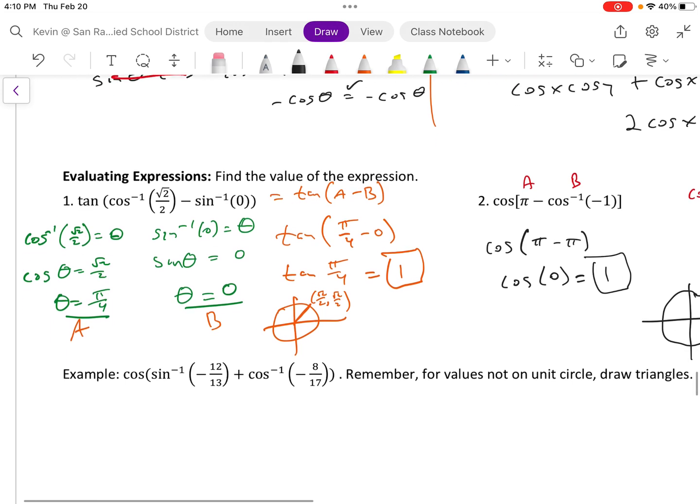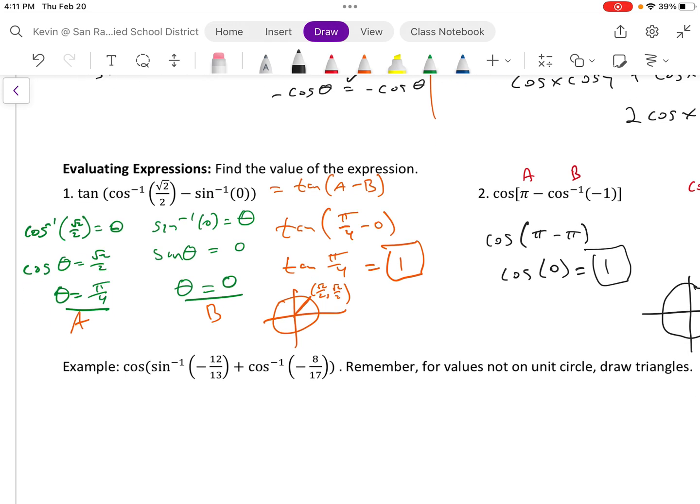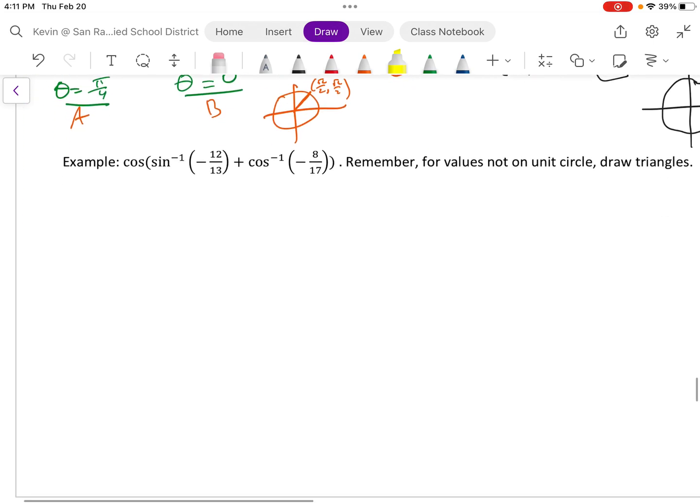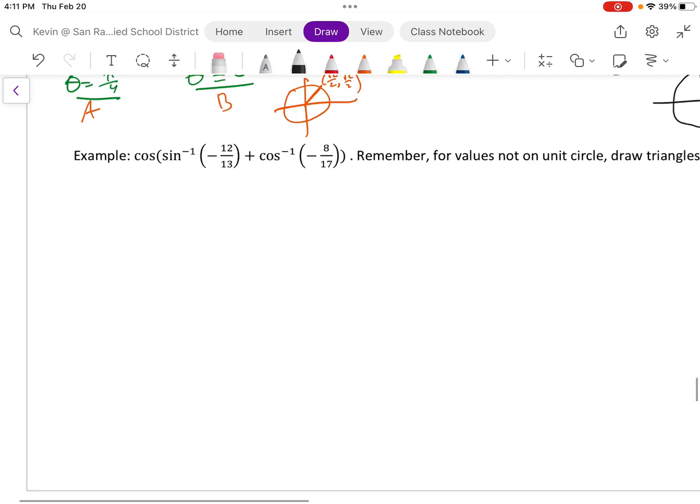Triangles, okay? Before, up here, we were dealing with angles that were on the unit circle. This is all unit circle stuff. Now we don't have unit circles, so we have to draw triangles, think about where we are, and think about the properties.